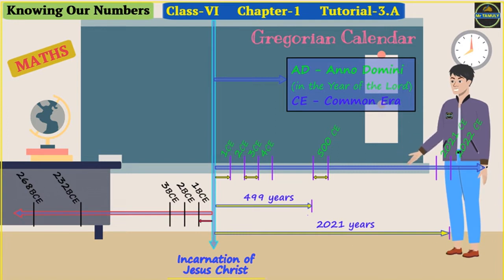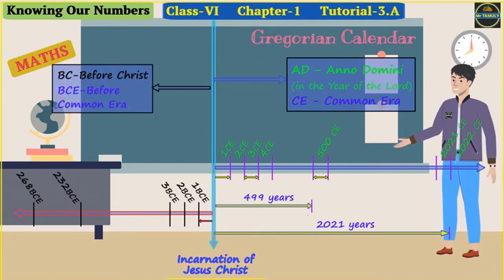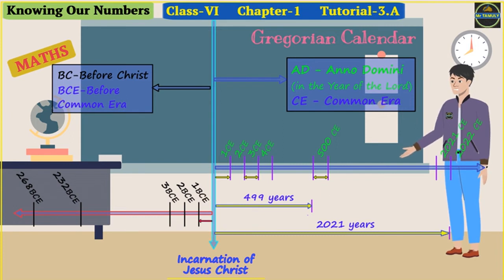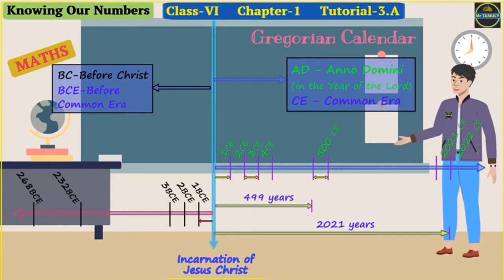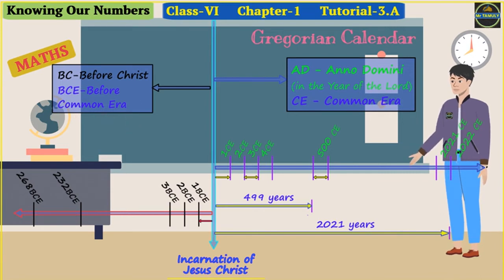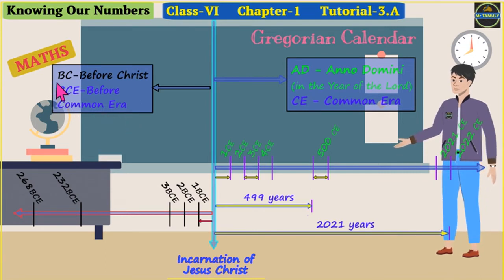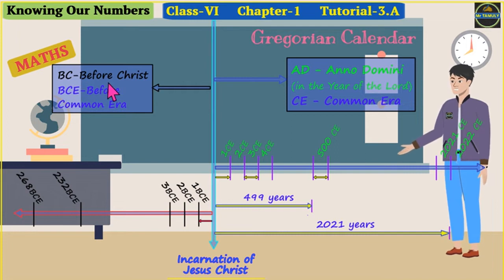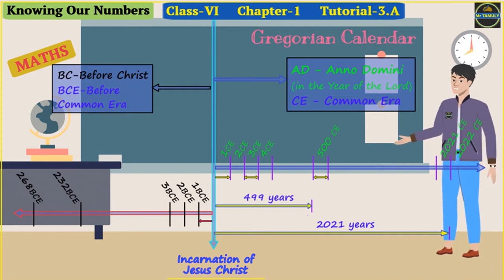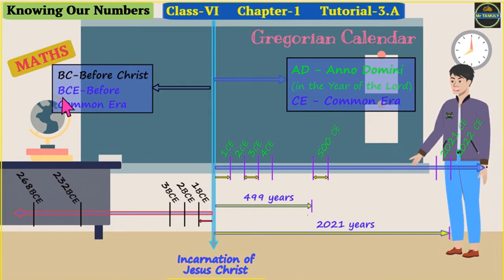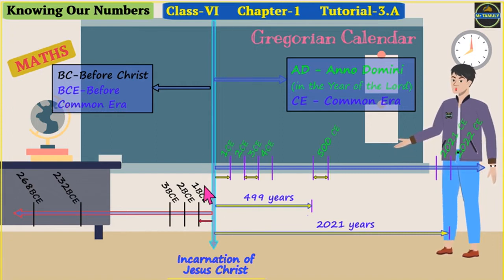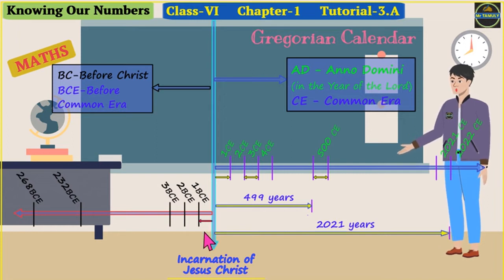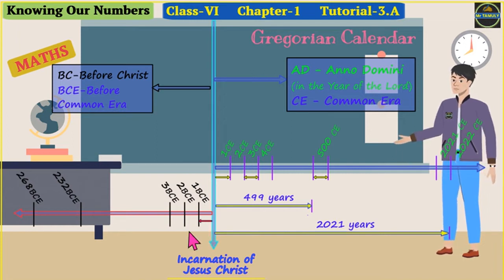Now, let's come to the other era, that is, the era that preceded the incarnation of Jesus. The pre-Jesus era is called the before common era, in short BCE. Originally, in the Gregorian calendar, the term before Christ or BC was used for the years preceding the birth of Jesus. But now, use of the term BCE is preferred to that of BC. So, the first year that preceded right before the incarnation of Jesus is 1 BCE. The second year is 2 BCE and so on.